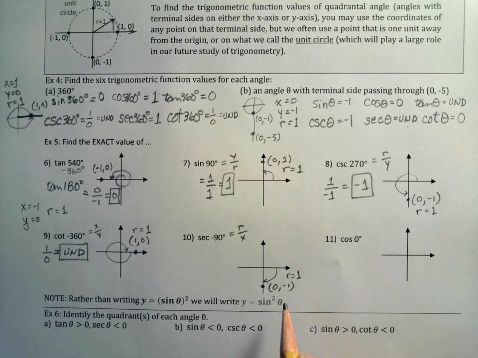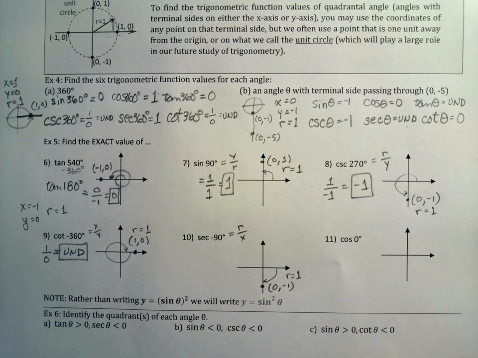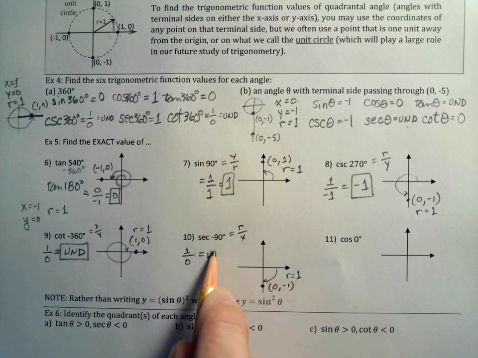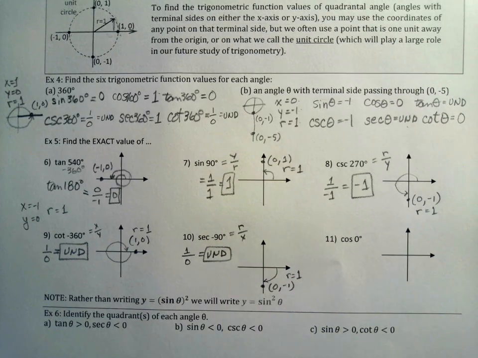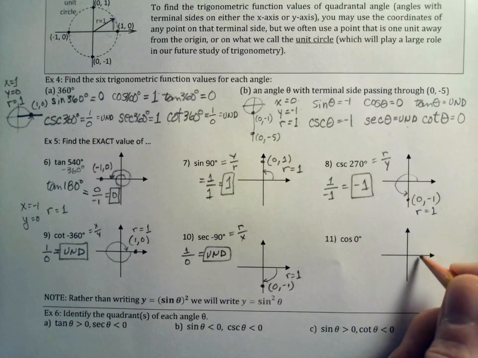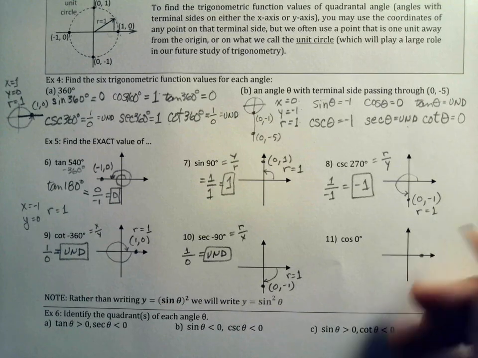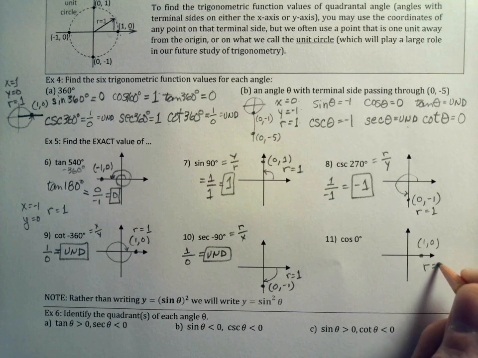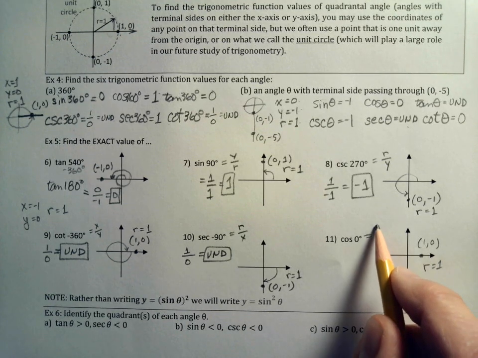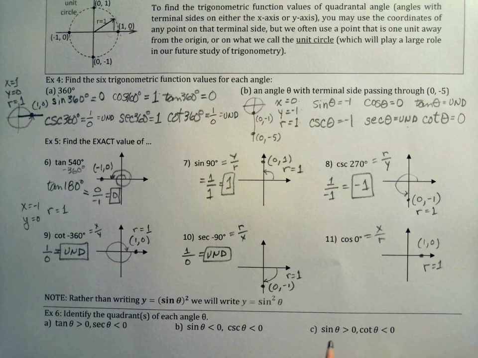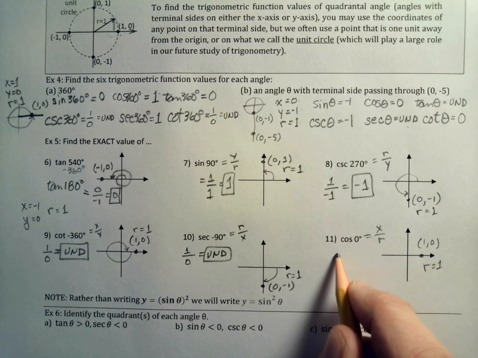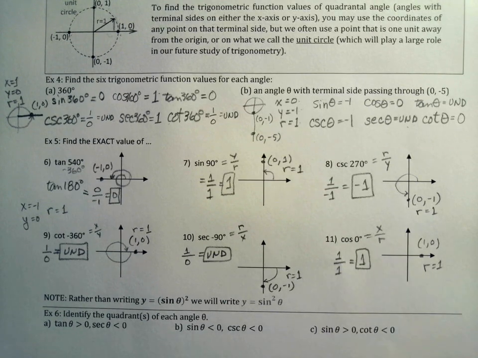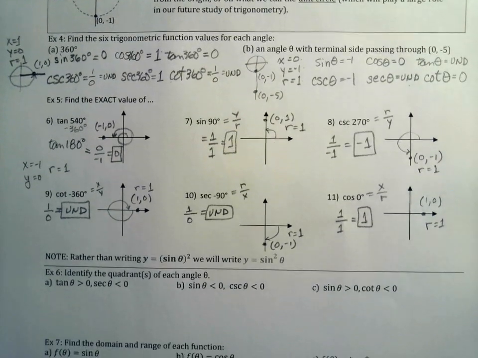And so now we just pull our r and our x. So that's going to be 1 over the x, which is 0. This one also undefined. All right, cosine of 0, well, that's just this. And so that'll be 1, 0 with an r value of 1. Cosine, remember that's x over r. And so x, that's 1 over 1, which is 1. Okay.